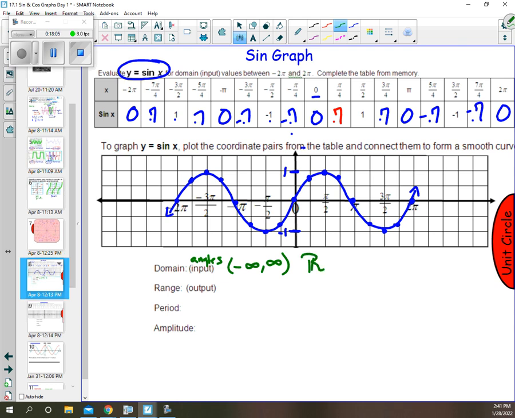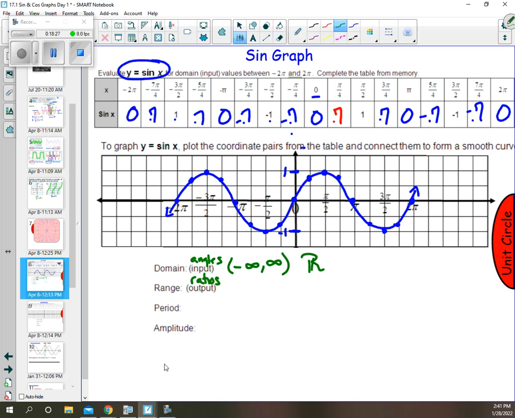The range, or the output, like what kind of ratios we get, we do have to talk about, because this graph doesn't continue to increase or decrease up and down. Think about SOHCAHTOA. Sine is the opposite over the hypotenuse. You're never going to get a ratio that's bigger than 1, right? Because that would mean your opposite side is longer than your hypotenuse, which cannot happen.